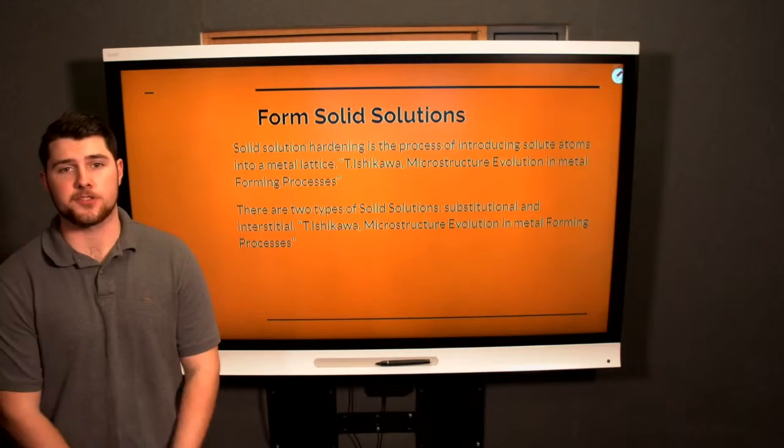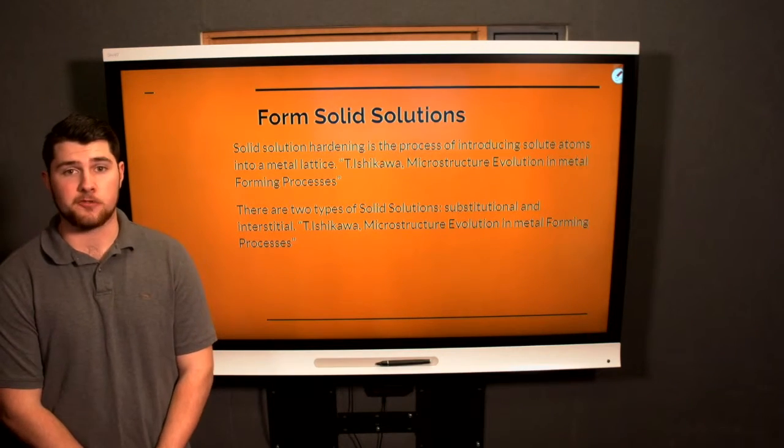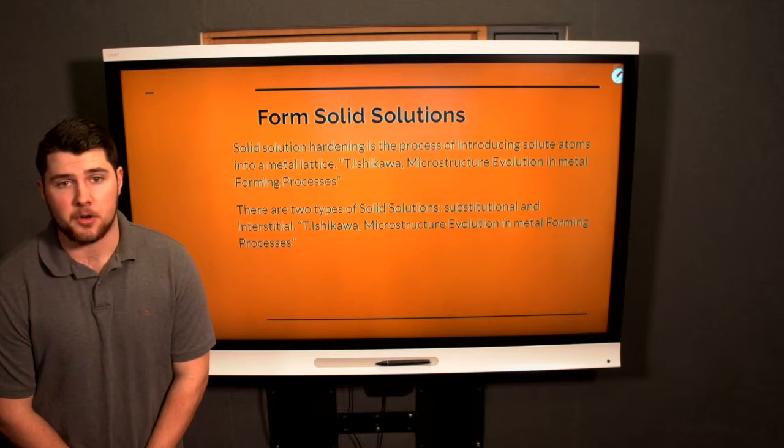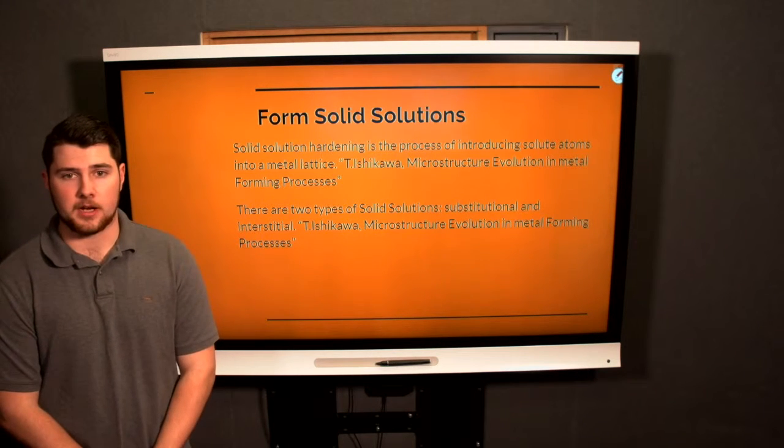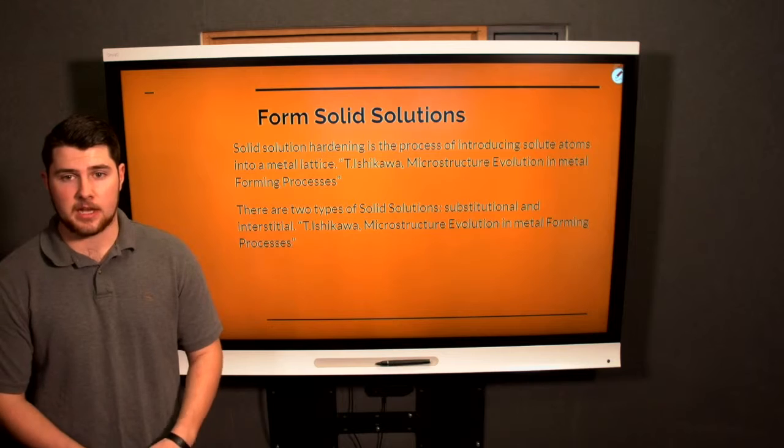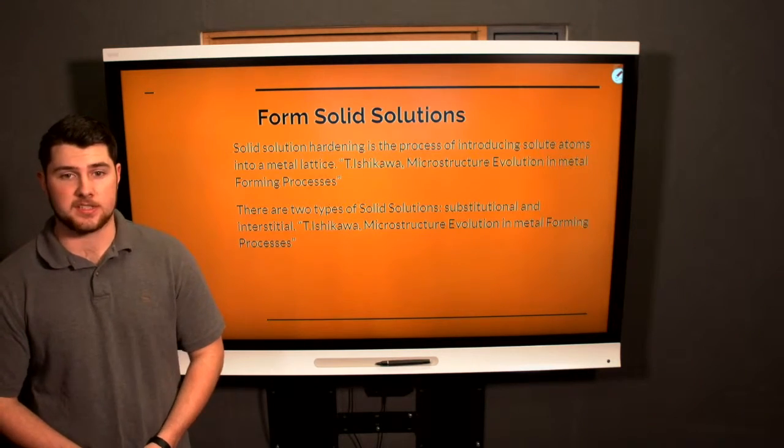The second process for strengthening materials is forming solid solutions. By forming a solid solution, we're putting atoms within a lattice, either substitutionally or interstitially.